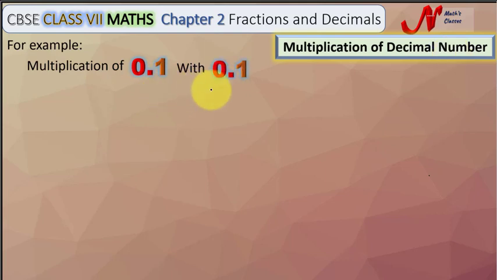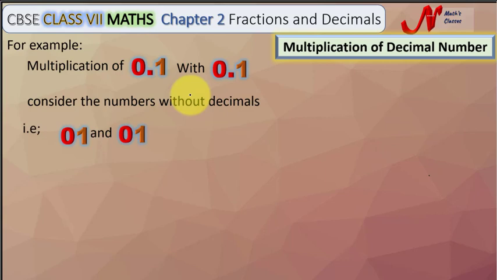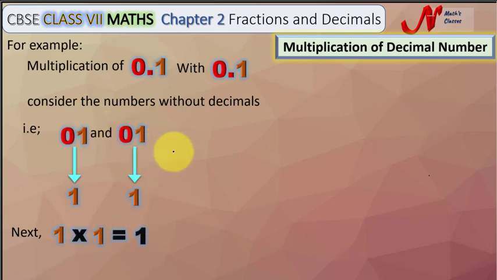Before doing the multiplication of these decimal numbers, consider the numbers without decimal points. That is 0.1 and 0.1. The 0.1 and 0.1 can also be written as 1 and 1. After multiplying 1 with 1, we get the product 1. This is the actual multiplication of the numbers. We already know about it.